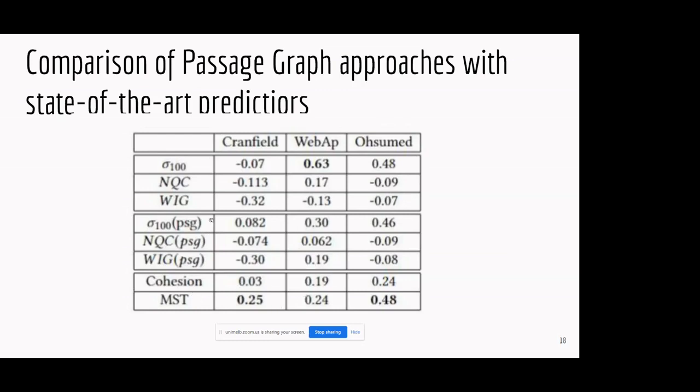We can see that for a big document size collection, for example WebAP, even the passage ones gave a positive correlation, and all of them show positive correlation, even for the passage ones, NQC and WIG. And the MST approach for us has given the best result for Cranfield and Ohsumed. And for WebAP, we did not see the best correlation.